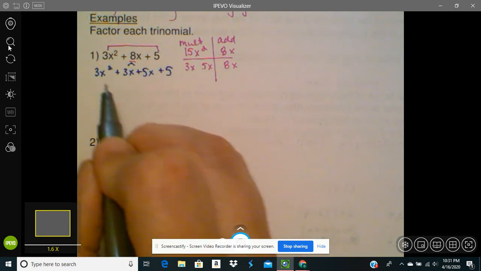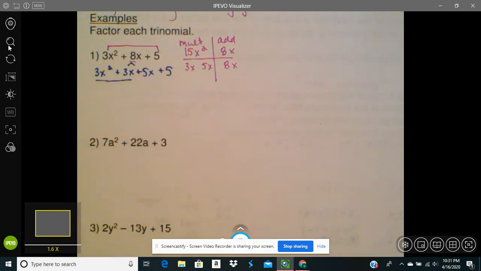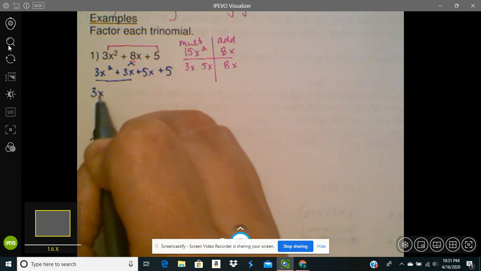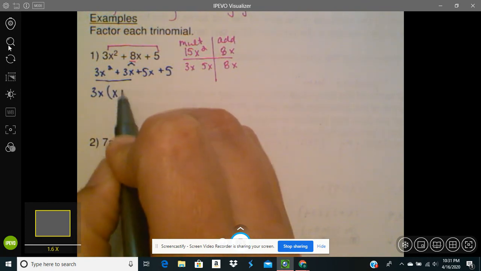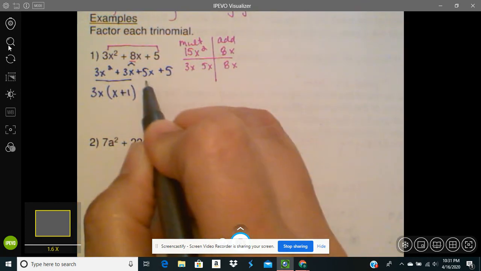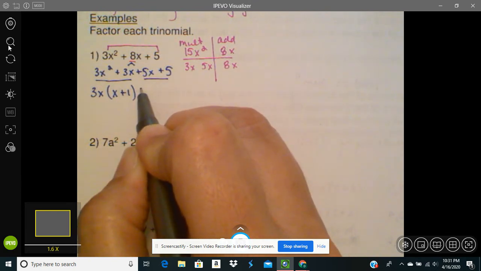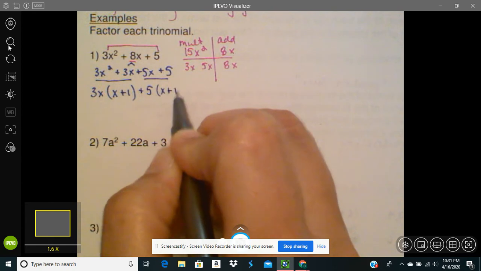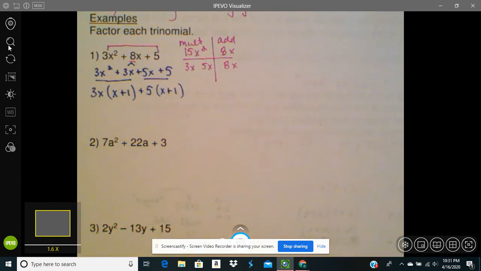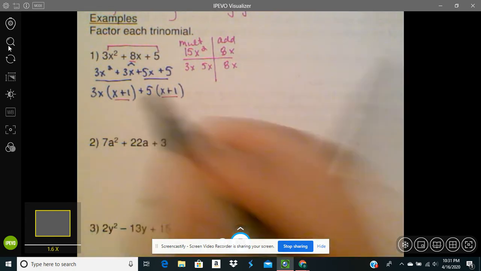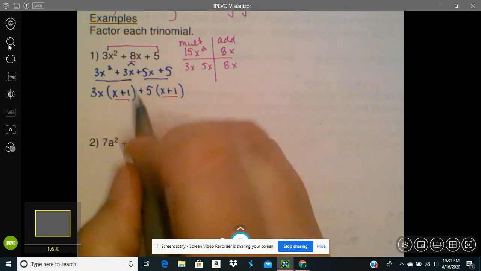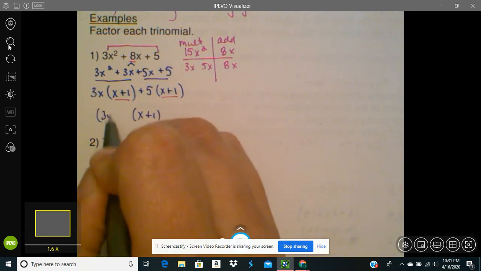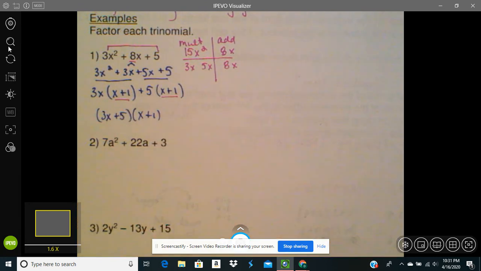Now we're going to factor by grouping. So what's the greatest common factor of 3x squared and 3x? 3x. When we divide that out, we're left with x plus 1. What's the greatest common factor of 5x plus 5? 5. When we factor that out, we're left with x plus 1. And again, from the previous lesson, we noticed that we have an x plus 1 in common. And then we have the leftover of 3x plus 5.